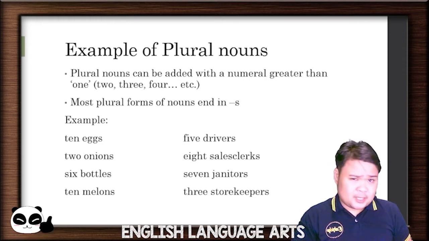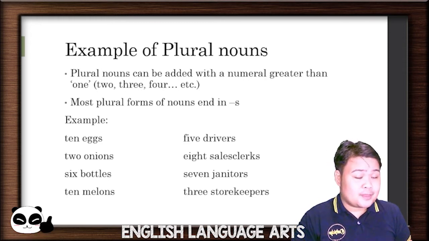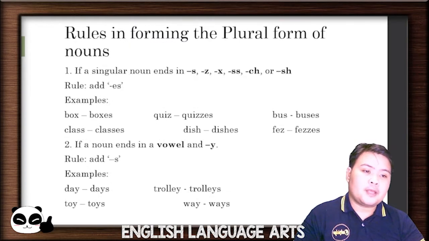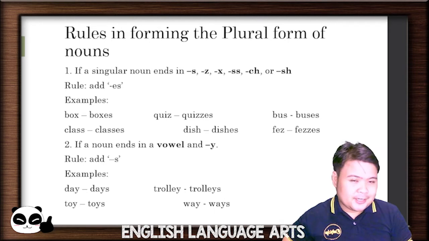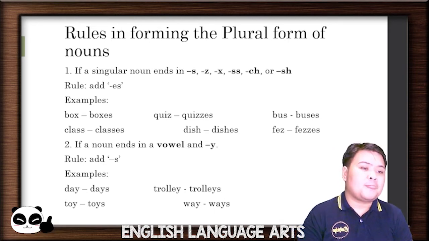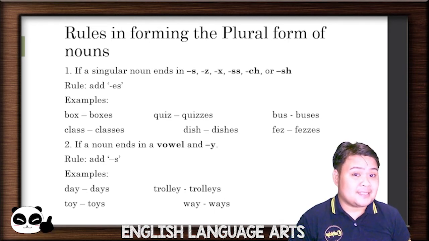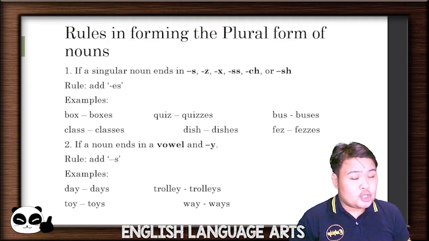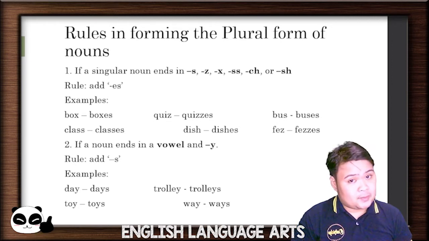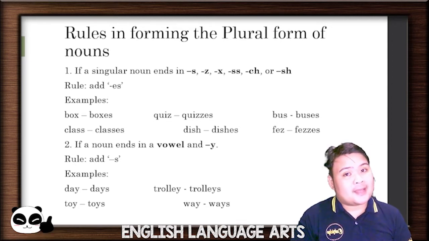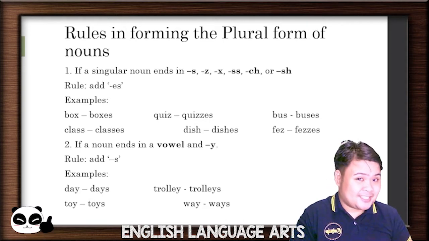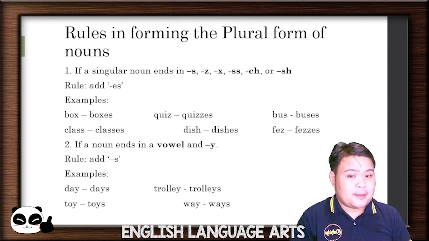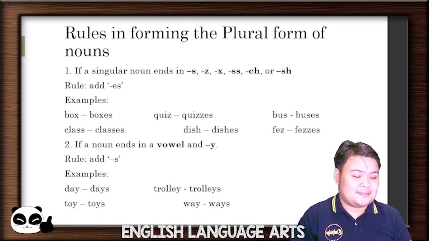But is this the only rule that we have? No, there are apparently even more. There are specific rules in turning nouns into their plural form. If they end in s, ss, z, x, ch, or sh, you add es. Take, for example, box, boxes, class, classes, quiz, quizzes. Take note for quiz, you add an extra z. If it ends in just 1 z, then you add an extra z and then es. Dishes, buses, and then pheasants, right?